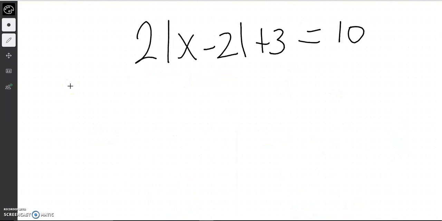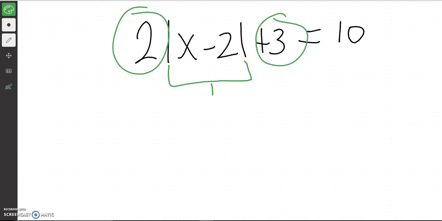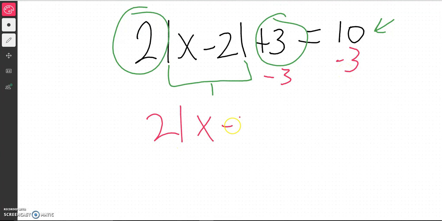Okay, here's my last example. Now you notice this time my absolute value is surrounded by more stuff. So before I can think about what my absolute value could be, I need to get rid of things. So the first thing I need to do is get rid of this number and get rid of this number. Notice I'm not going to split apart the 10 yet. I'm going to get rid of those two numbers. So I'm going to get rid of the 3 by subtracting 3, and have 2 times the absolute value of x minus 2 is equal to 7.